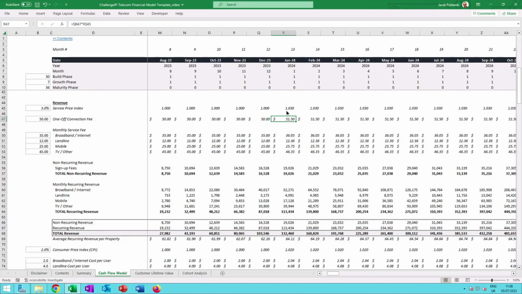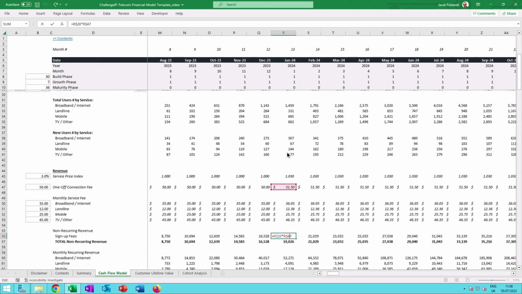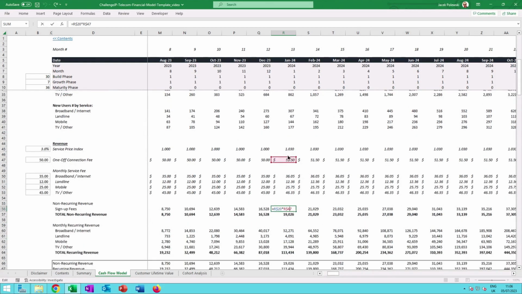And now knowing, for example, what my one-off connection fee is, I can calculate my non-recurring revenues related to sign-up fees, which is simply that fee times the number of new connections. So it's good to spend a bit of time to set up all those drivers here, so then it's easy to connect them with your other assumptions, in our case pricing.